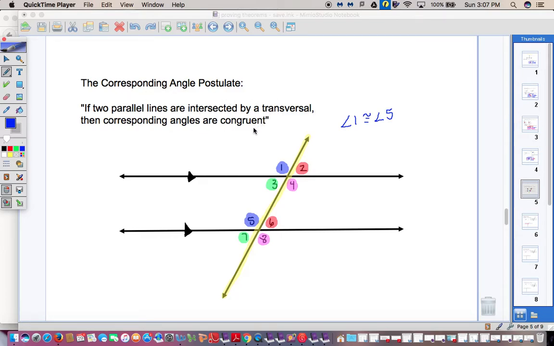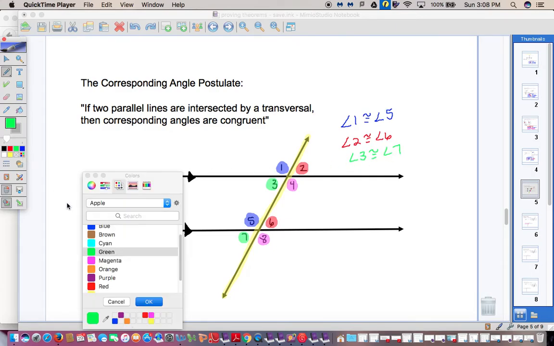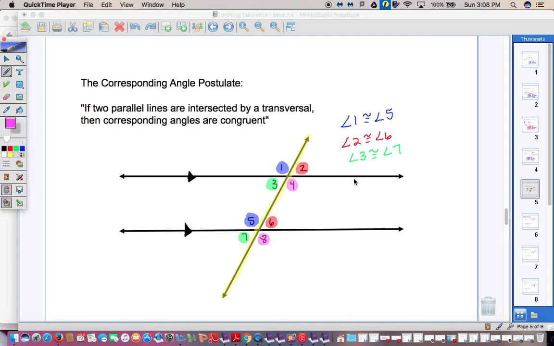And this postulate, which does not have to be proven, simply states that corresponding angles are congruent. So angle 1 is congruent to angle 5. And angle 2 is congruent to angle 6. And angle 3 is congruent to angle 7. And then we've got angle 4 is congruent to angle 8. Okay, so these are the corresponding angles, and we know corresponding angles are congruent to each other. So we can go ahead and use that information in our proofs because we do not have to prove anything.